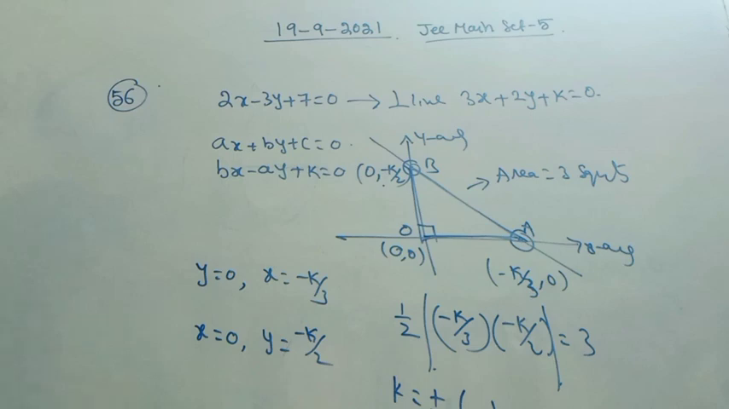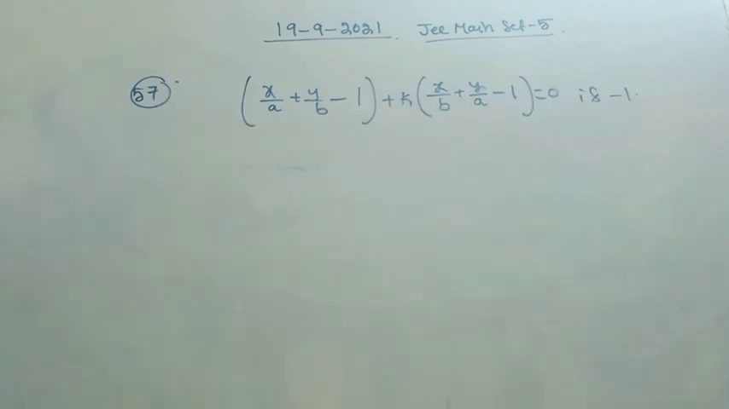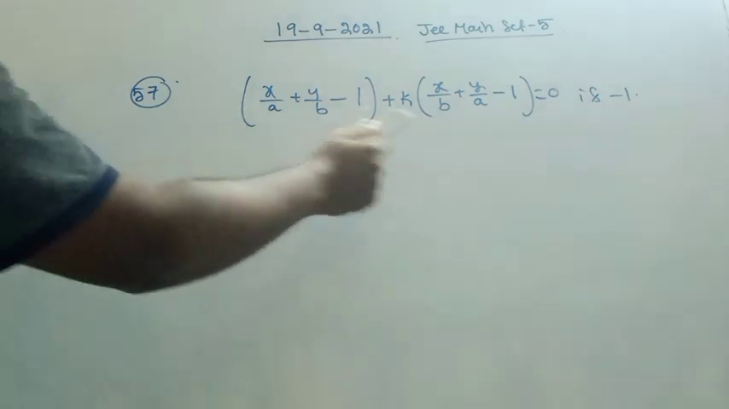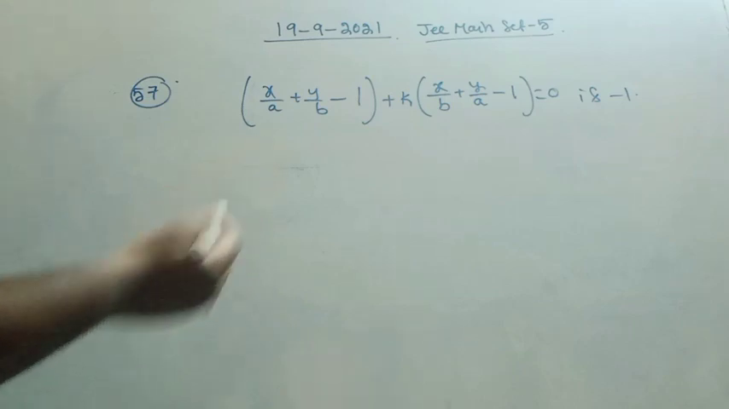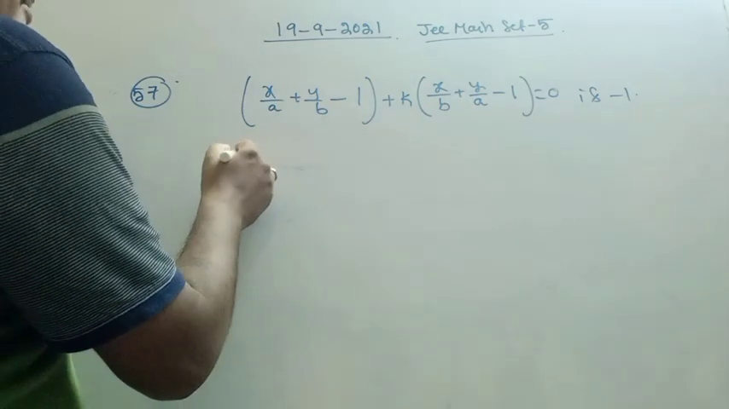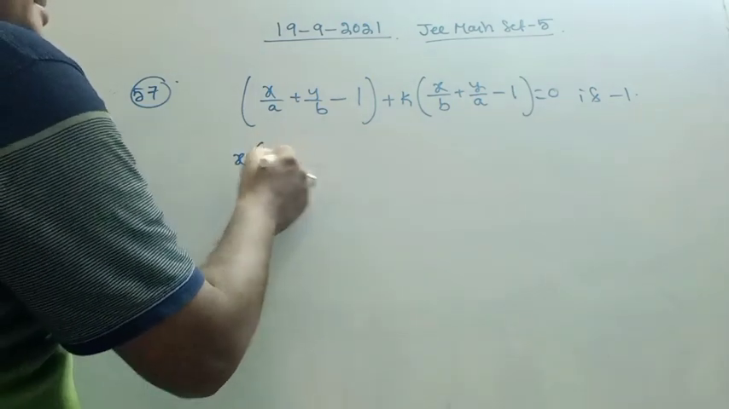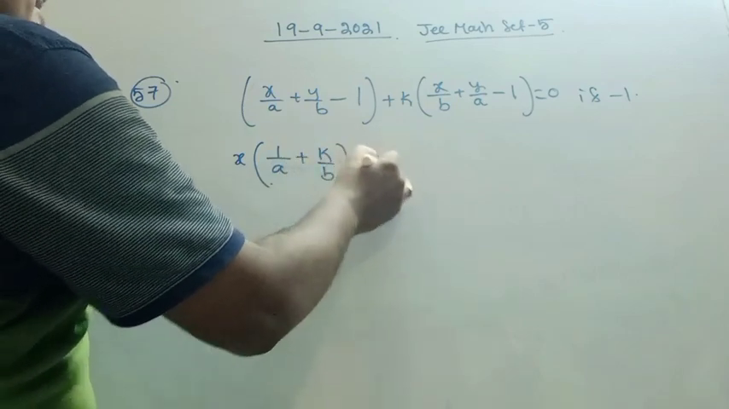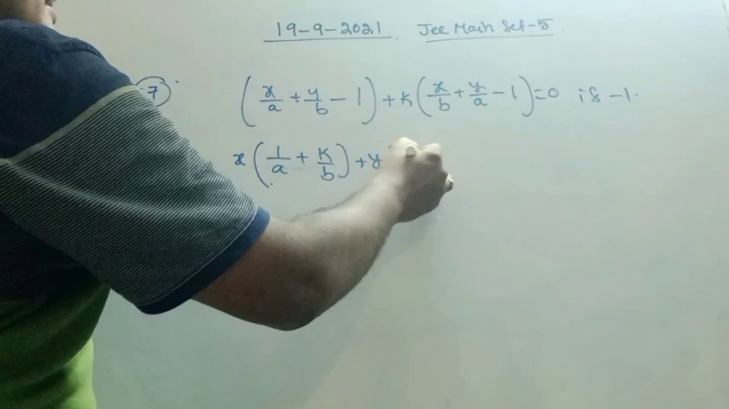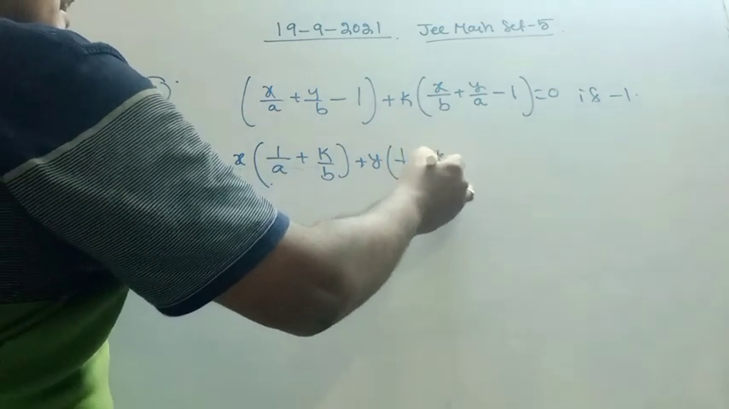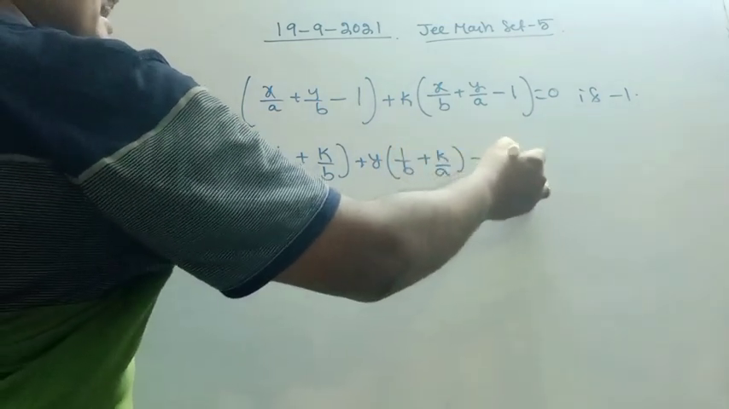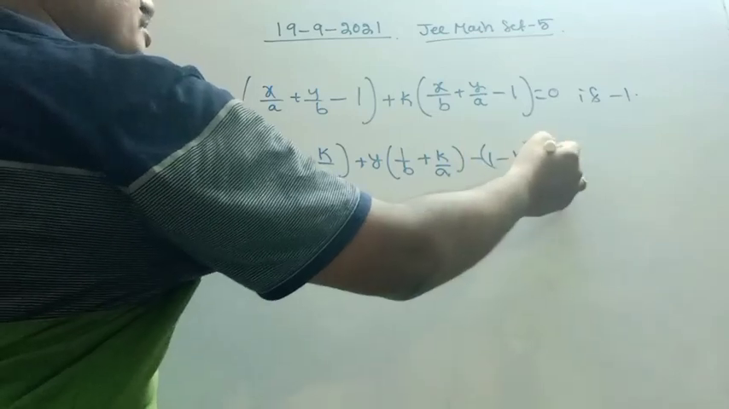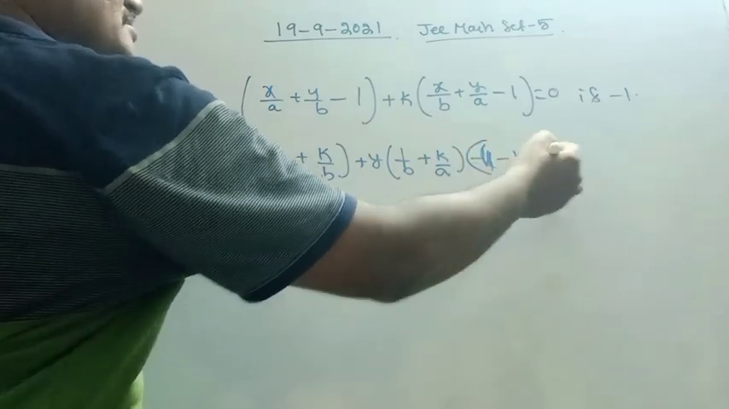I will be sending the key for all these things. Right? See, the 57th question they have given: if the slope of the line given in this form is minus 1, then find the value of k. Very simple, my dear students, what we will be doing: let us take x common here. This becomes (1 by a plus k by b) x plus y times (1 by b plus k by a), minus 1 minus k is equal to 0, like this.